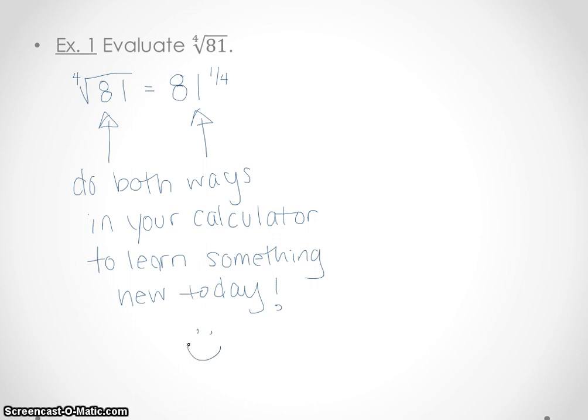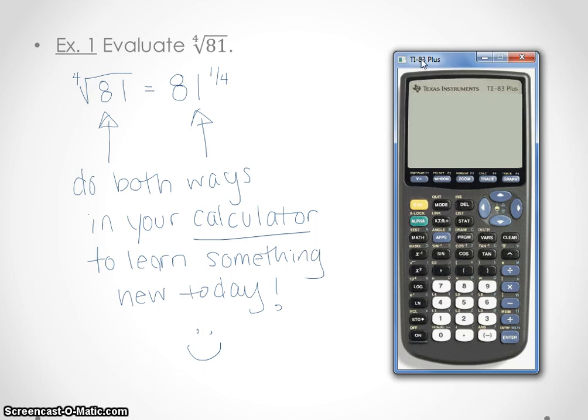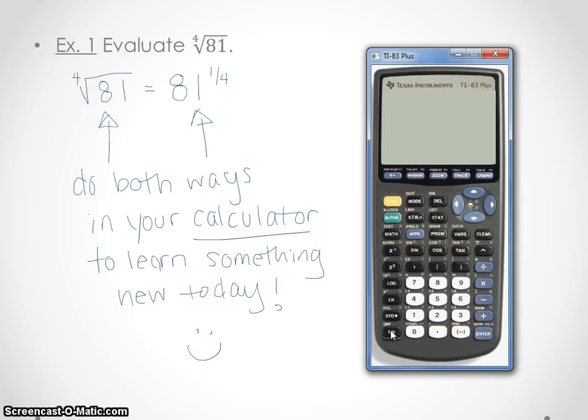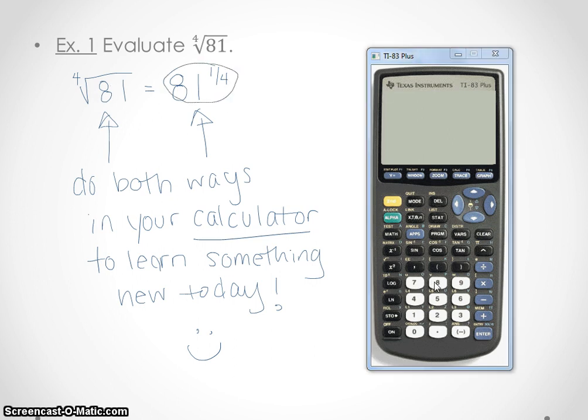Okay, so follow along and really get out your calculator. Alrighty, because you need to know how to do this. So we're going to grab ours here and turn it on. Alright, so we're going to do them both ways. Now we already know how to do it this way. This is probably the way you're used to. So we do 81 to the 1/4 power, of course putting that 1/4 in parentheses, and we hit enter. Boom, we get 3. So that's our answer.